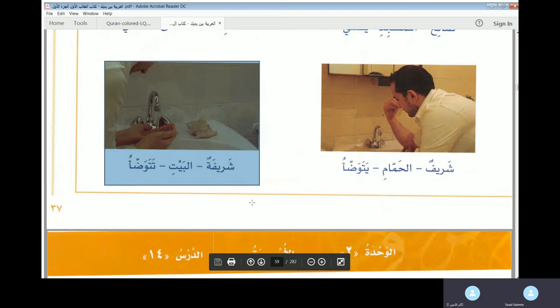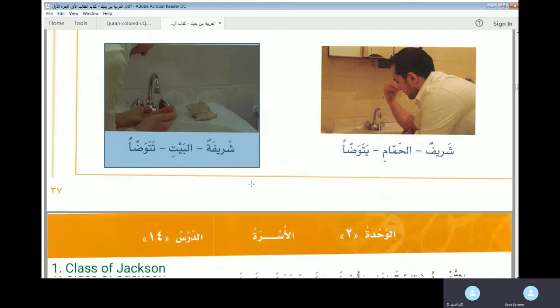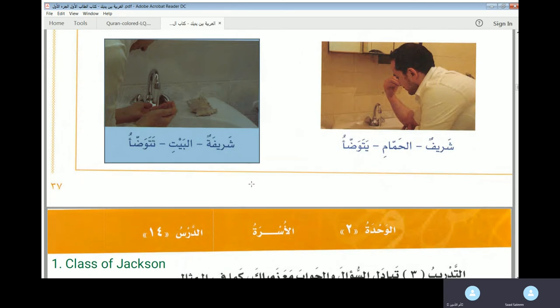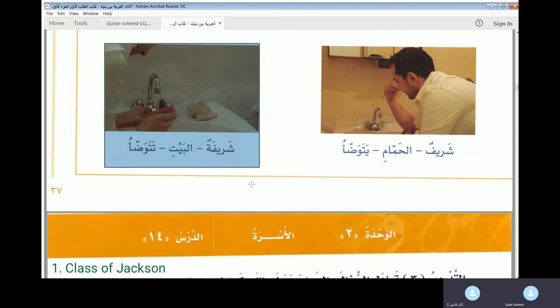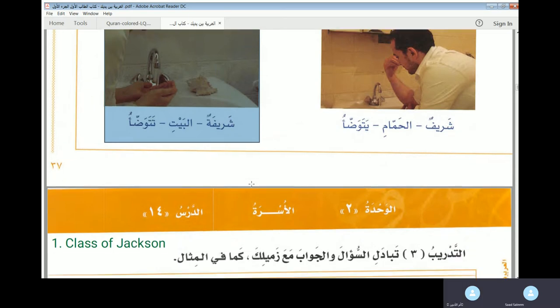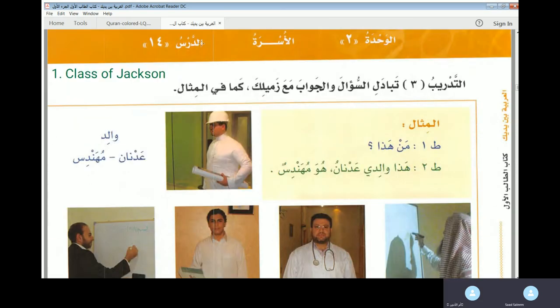Aina Sharifatun? Sharifatun fil bayt, tatawadda'u. Correct. Sharifa is in the bathroom, she is making wudu.